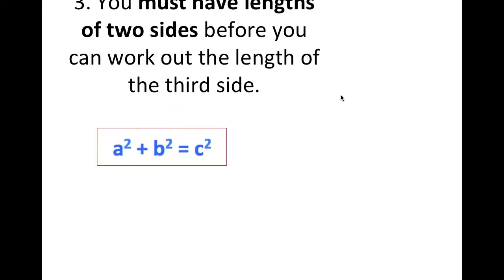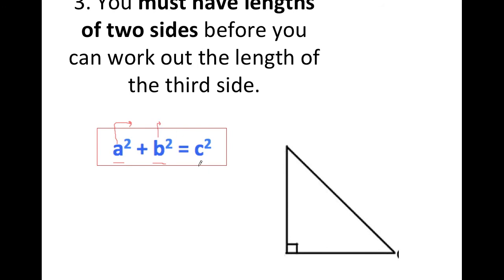Now the third rule is that you must have the lengths of two sides before you can work out the length of the third side. So you can see here is that we have an A and we have a B. So what this means is that we have a length of one side squared plus length of the other side squared. Okay, so we have this side, we have this side, and that will give us this side. Okay, so basically you need to have lengths of two sides before you can work out the hypotenuse, which is the c squared. So now I think we're ready to attempt a question.